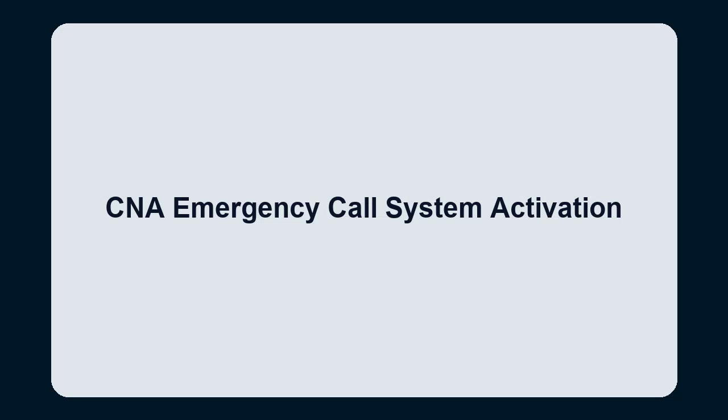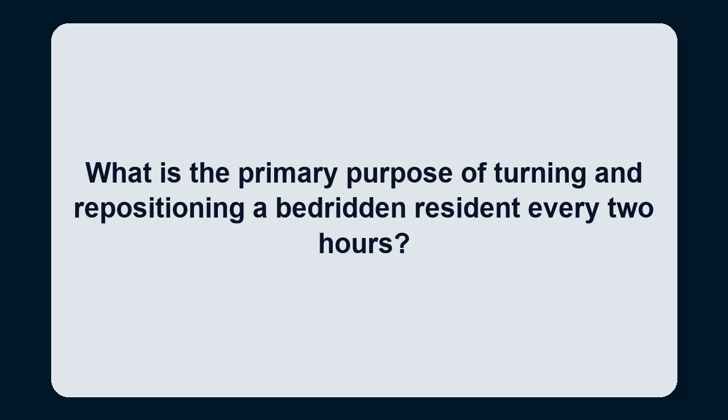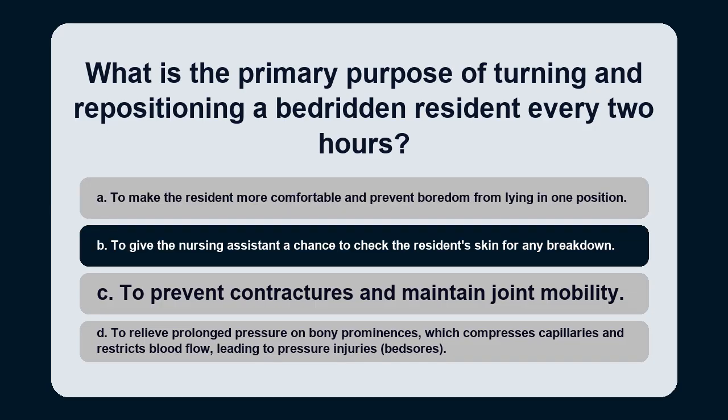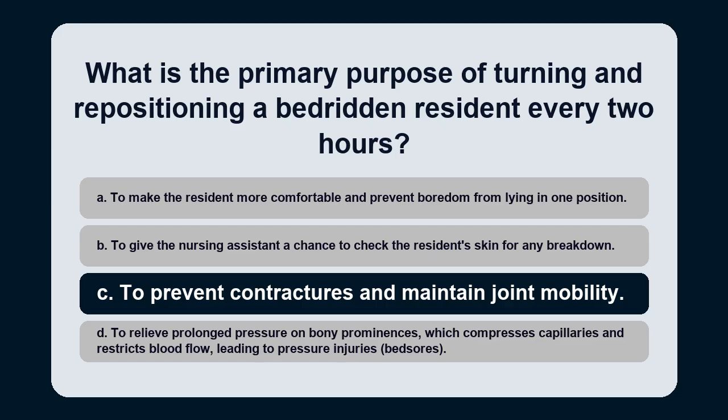Welcome to the quiz. Question 1. What is the primary purpose of turning and repositioning a bedridden resident every 2 hours? Option A. To make the resident more comfortable and prevent boredom from lying in one position. Option B. To give the nursing assistant a chance to check the resident's skin for any breakdown. Option C. To prevent contractures and maintain joint mobility.